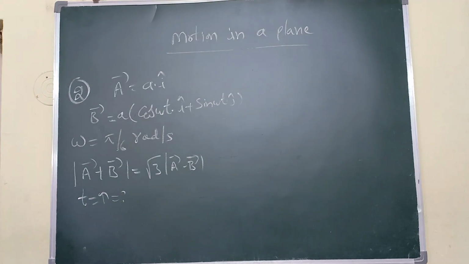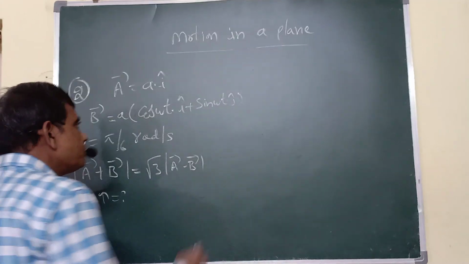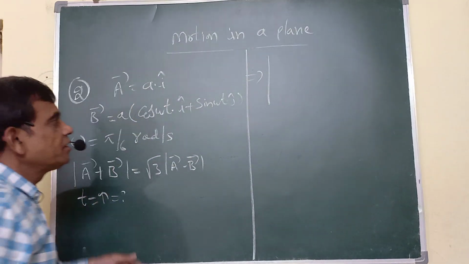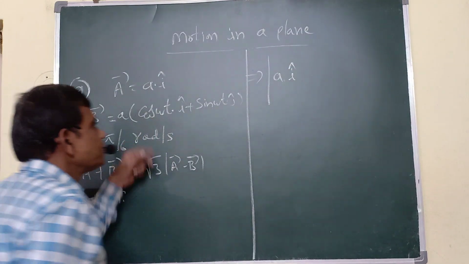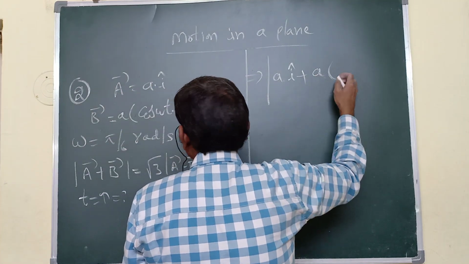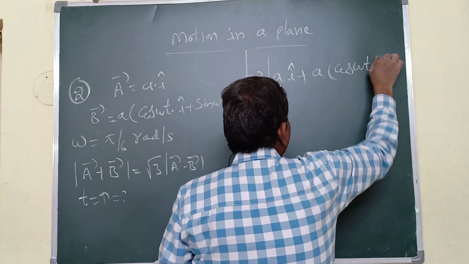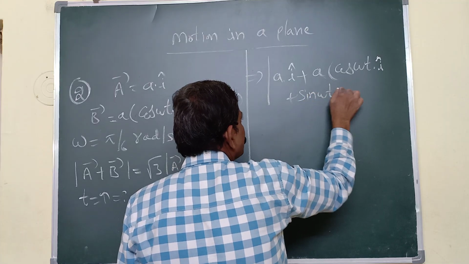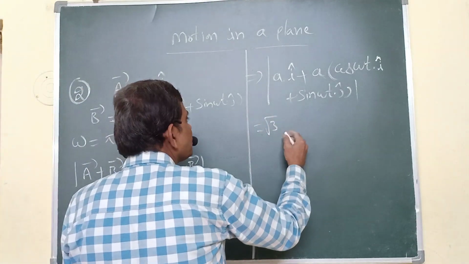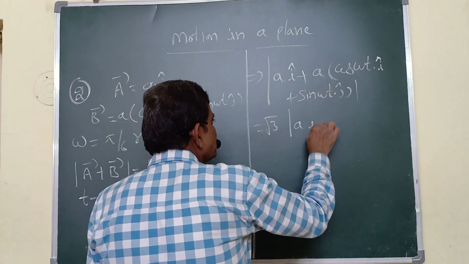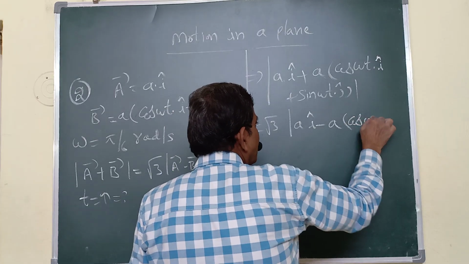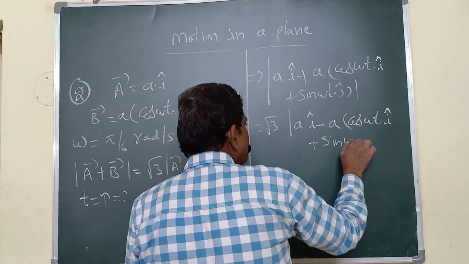Now you apply the condition. What is the condition? Mod of A plus B equals root 3 into mod of A minus B. So this implies mod of A, which is A into i, plus B, which is A into cos omega t i plus sin omega t j, equals root 3 into mod of A, which is A into i, minus B, which is this value, A into cos omega t i plus sin omega t j.